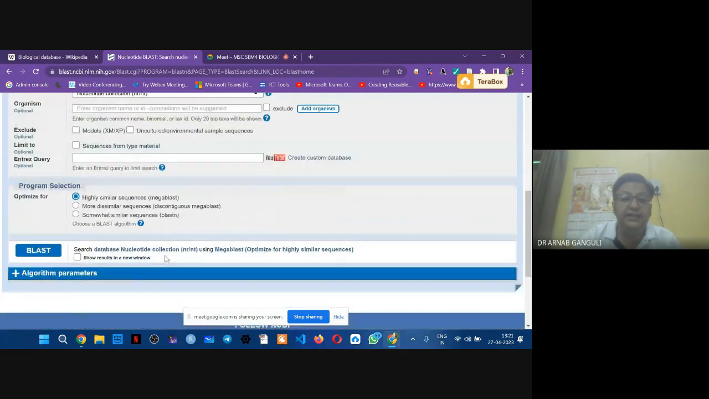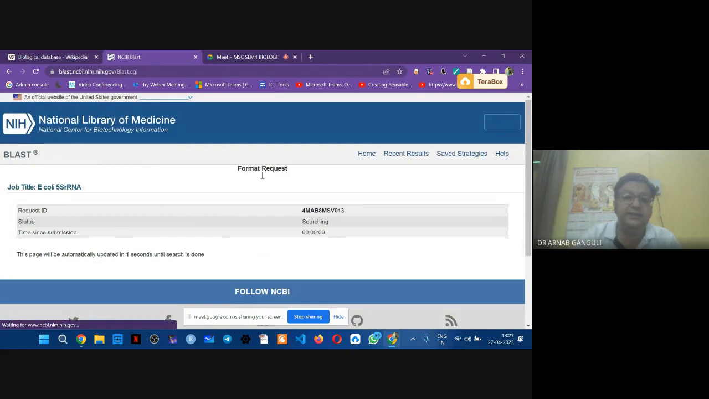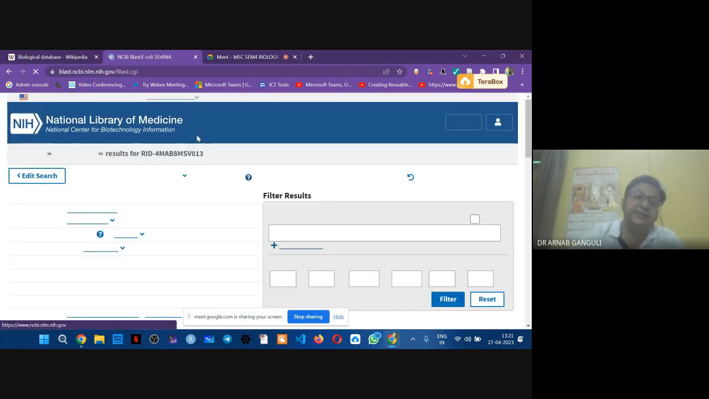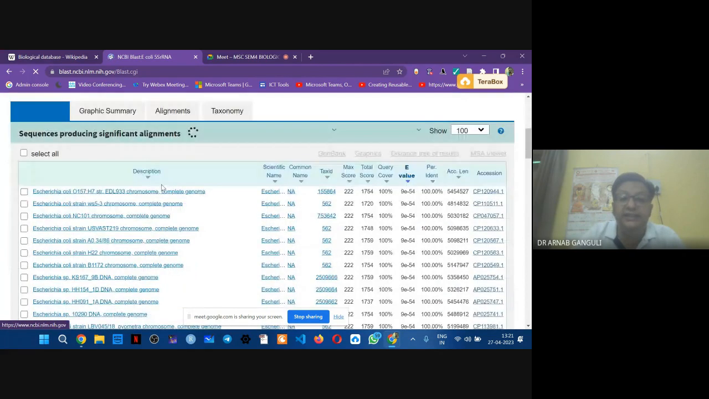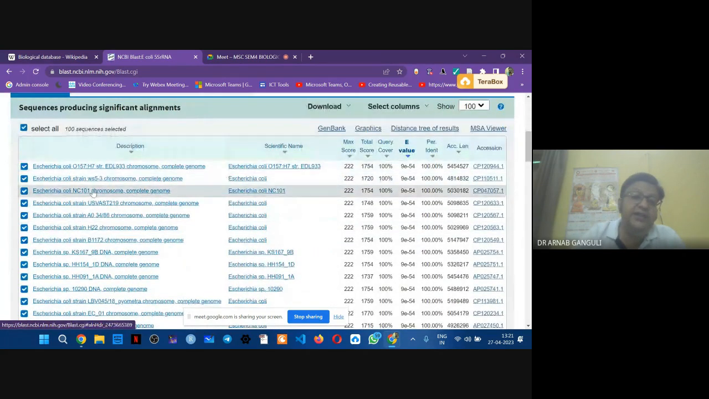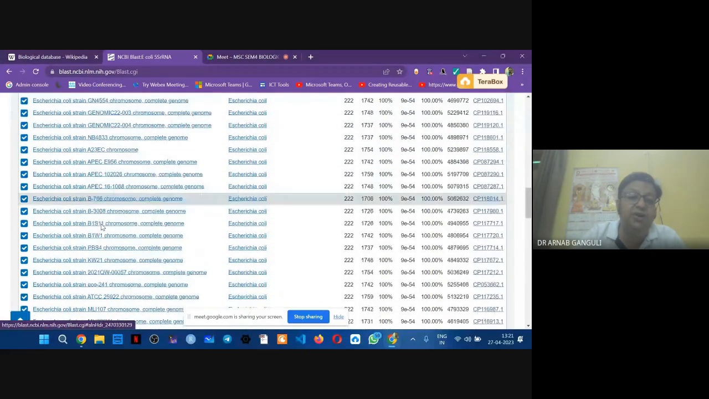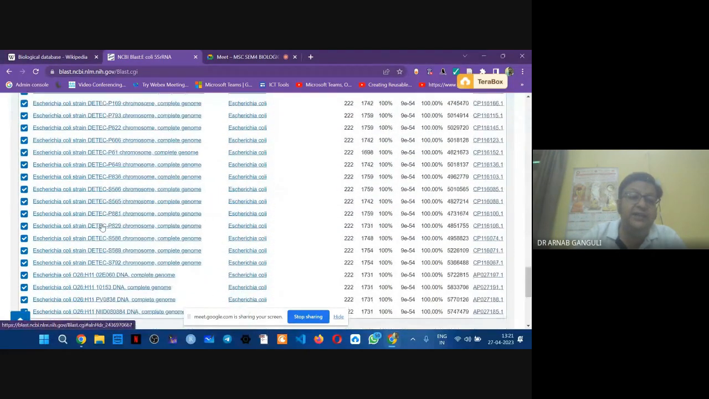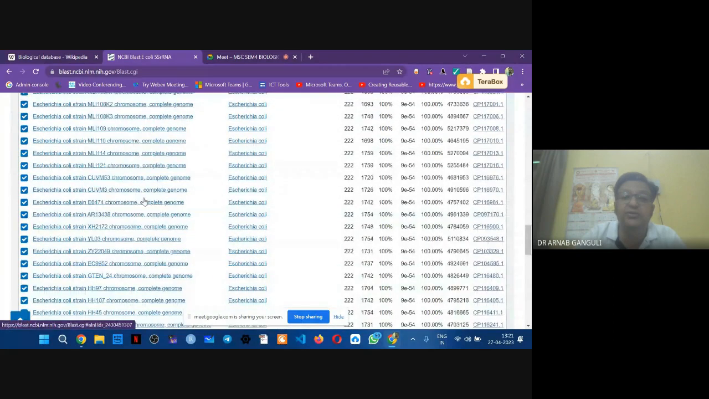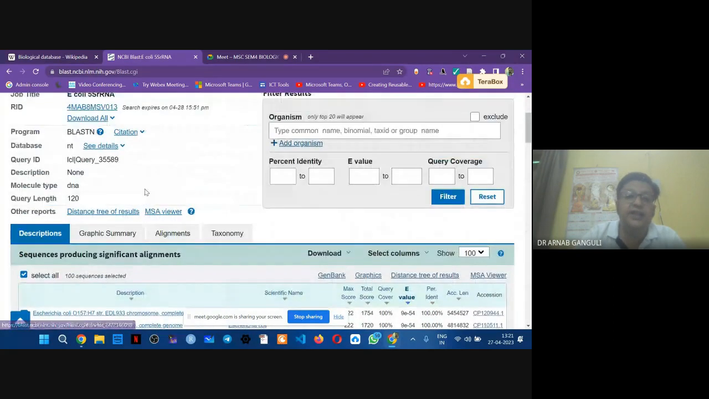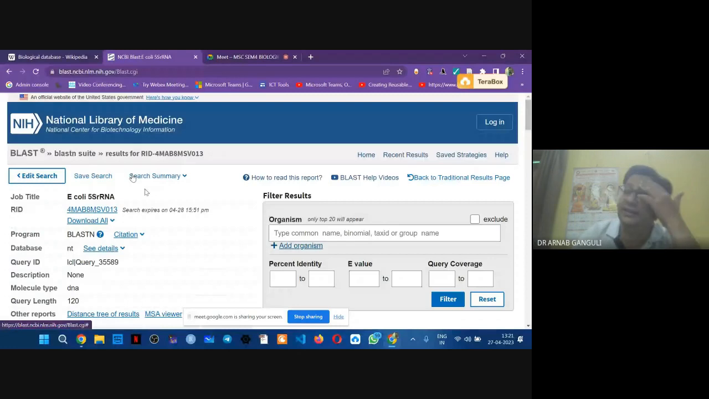And you do a BLAST. Now it is working throughout the genome, it's searching the database. And you get your results. What results do you get? You get E. coli, E. coli, E. coli, E. coli. So you get all throughout the database. You're getting similar sequences throughout. Clear? So basically, you can understand what this particular sequence is.